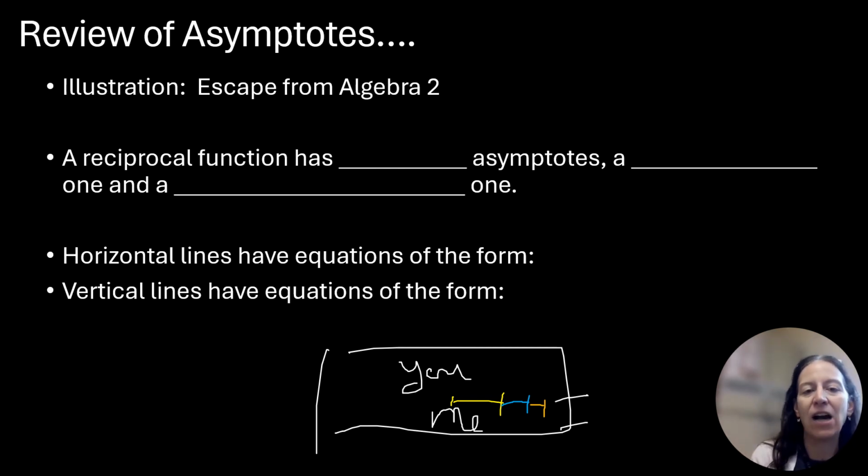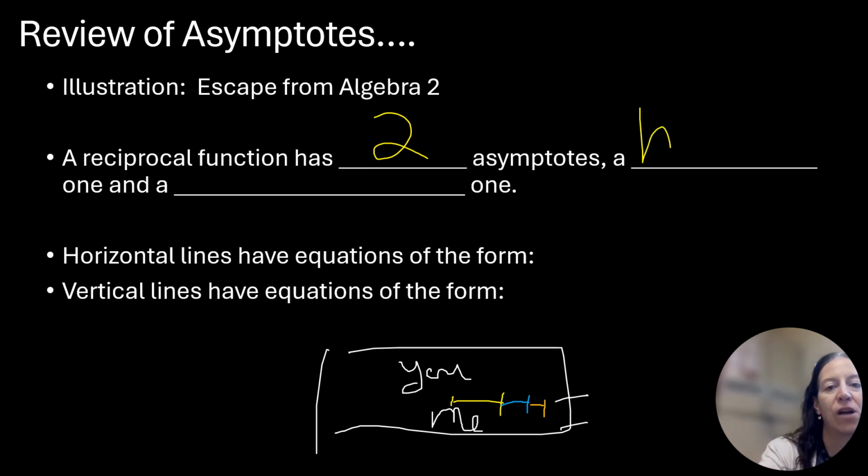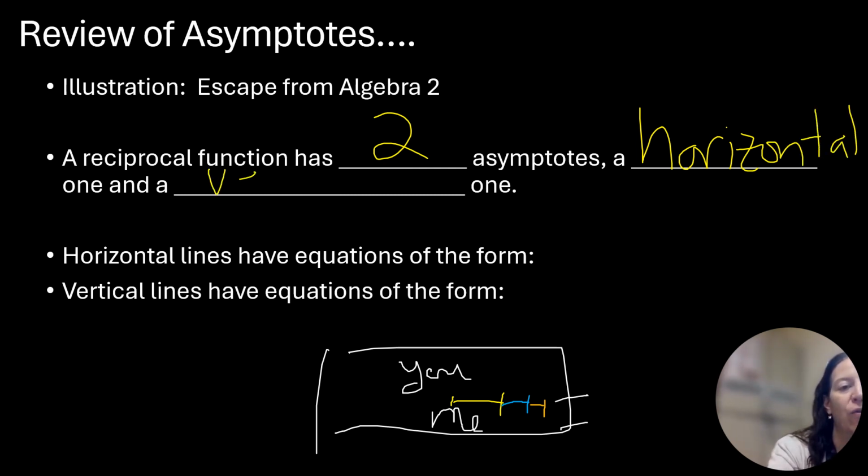So that gets to the idea of the asymptote. The asymptote is a line that the graph gets close to, but will never, ever touch. It's just going to keep getting closer and closer, but it's never getting there. And when we're graphing reciprocal functions, we actually have two asymptotes. A reciprocal function has a horizontal asymptote, which we saw with our exponentials, and a vertical one.